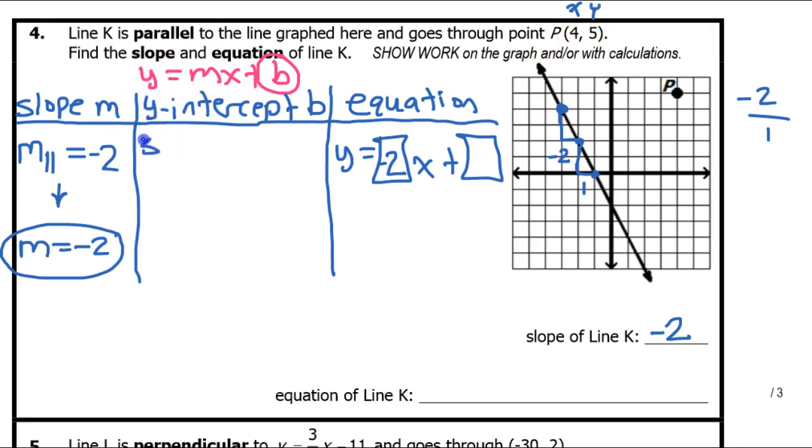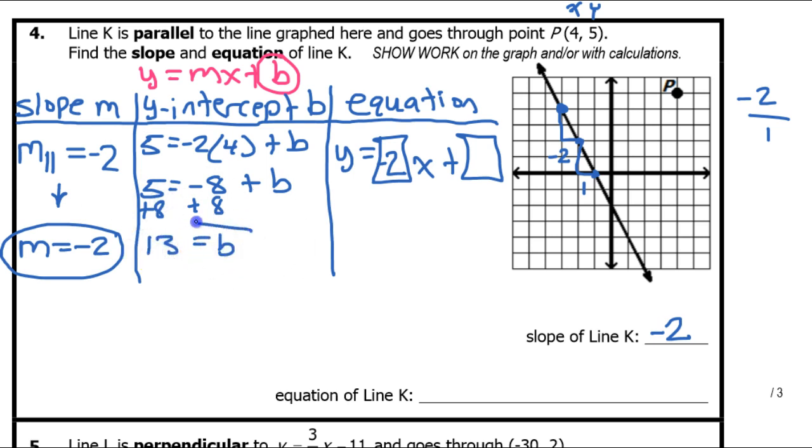So that's why I'm going to put 5 equals, because of the y value. And then comes the slope m, which we just found to be -2. And then the x value is 4, and then plus b. So that gives me 5 is equal to -8 plus b. Adding 8 to both sides, that's going to give me 13 is equal to b. So that means the 13 goes in this box. So the equation is y equals -2x plus 13.